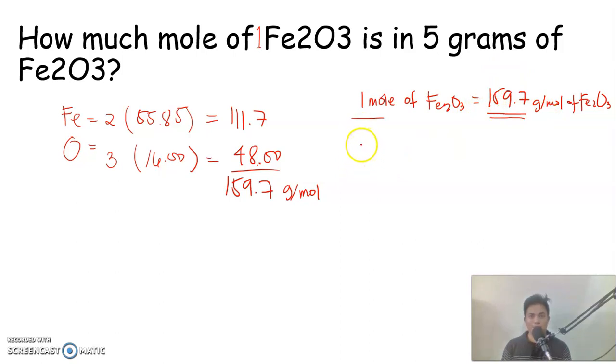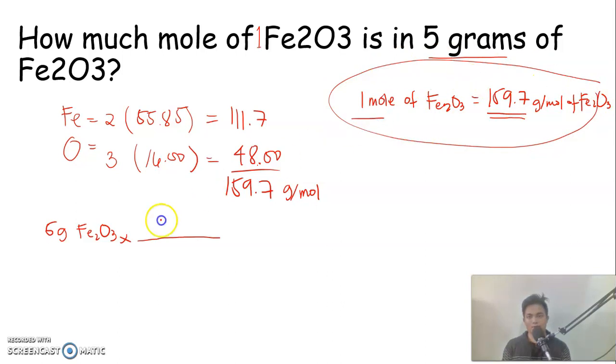We'll write down your given unit of measurement. For grams, you need to convert that given mass into moles. So 5 grams of Fe2O3 times, you are going to use now your conversion factor. Since this is mass, the molar mass should be placed underneath. So 159.7 grams per mole of Fe2O3, or just grams. I forgot to place grams per mole here, so let's just use grams.